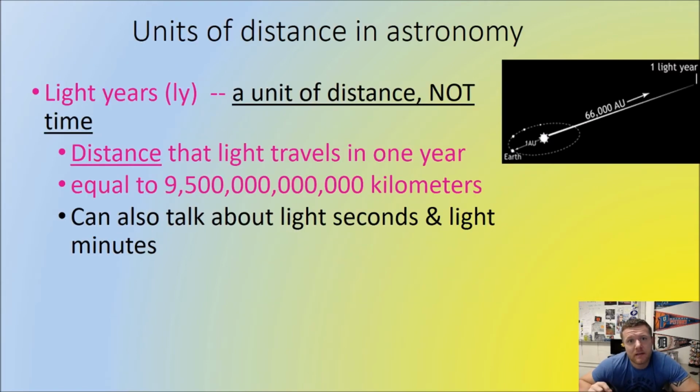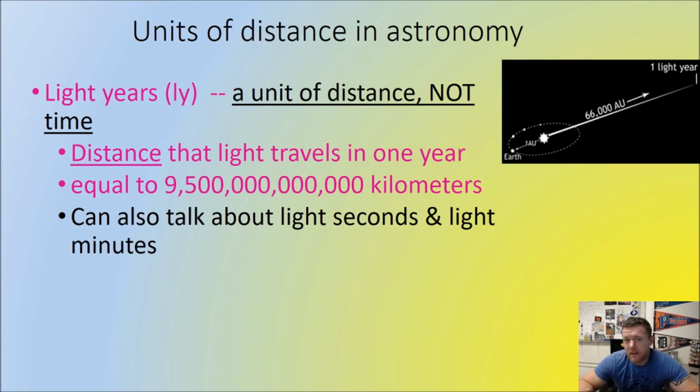So a light year is a distance. It is not time. It tricks everybody into thinking that it's time because it has the word year in it, but it's not. It is how far a distance light goes in 1 year. 1 light year is roughly 10 trillion kilometers. That's a big distance. Light will travel about 10 trillion kilometers in 1 year. It says 9.5 trillion there. I usually round just because it's easier to say 10 than 9.5.